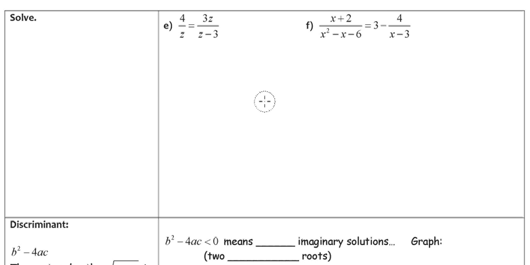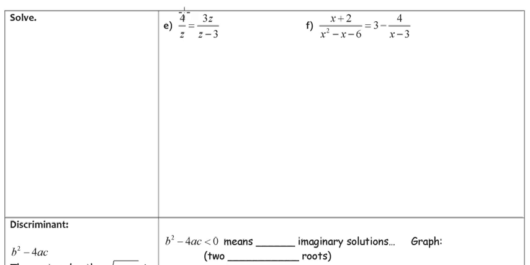These ones may not look like quadratic equations because they're not right now. Right now they're rational expressions, but we're going to work with them until we get them into being some quadratic equations. So on the first one here, we've got a denominator of z and of z minus 3.